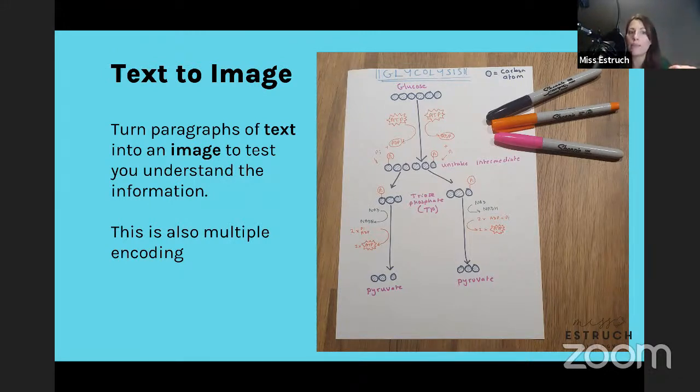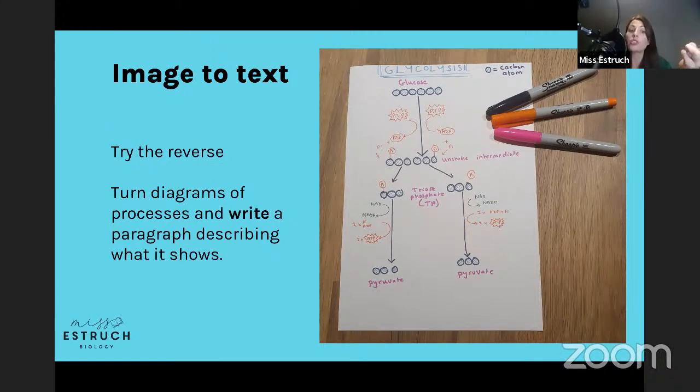Okay, so that's text to image, but you can do it the other way round as well. So sometimes I might give my students the diagram and then say, look at that diagram and turn it into a descriptive paragraph. And it does the same thing. It tests, have they really understood what the diagram shows? And it gets you to think about it in detail so that you can then put it into writing.